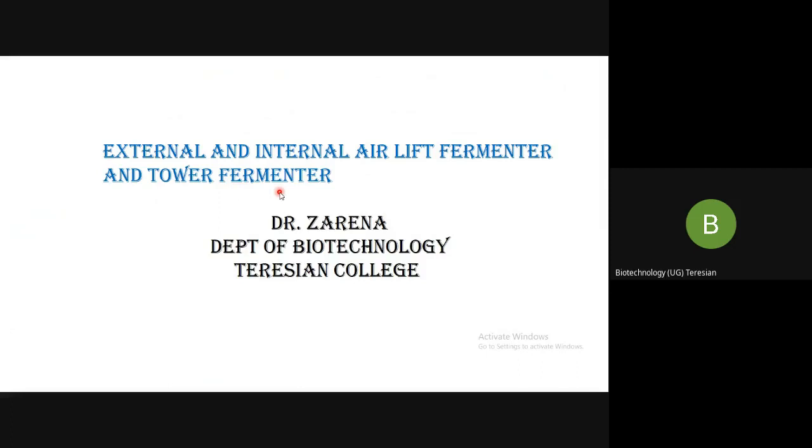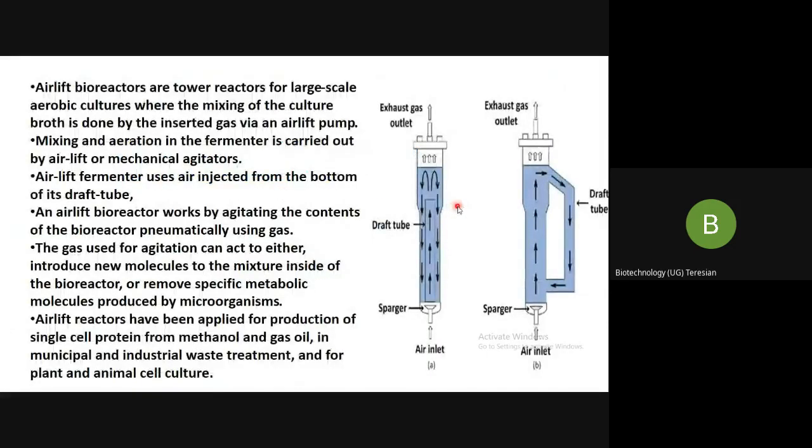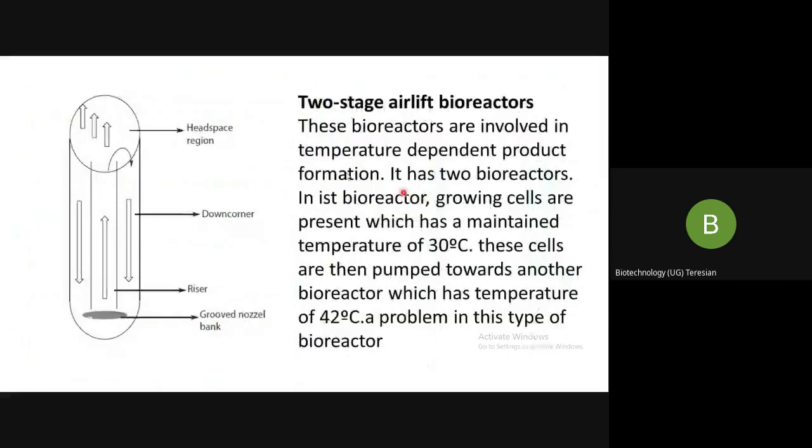Fermenter. This is the picture of an external airlift fermenter, and this is the internal airlift fermenter. So first let us see the schematic representation.